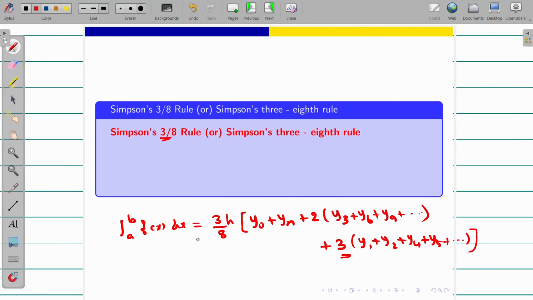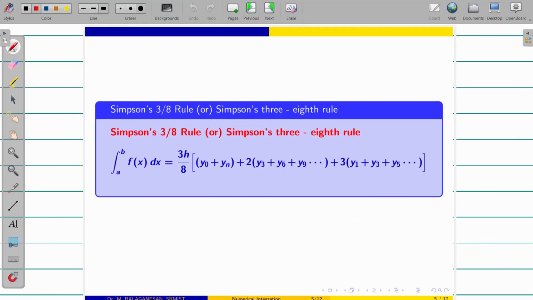That's it, guys. I will repeat it again. 3/8 rule is 3 by 8 into h. 1/3 rule is 1 by 3 into h. First value plus last value plus 2 times of multiples of 3 plus 3 times of the rest of the values. That's it, guys. It's so simple to understand the concept. Right. So this is the formula: twice of y3, y6 multiples of 3, 3 times of the rest of the values. First value plus last value will be the same for all formulae.